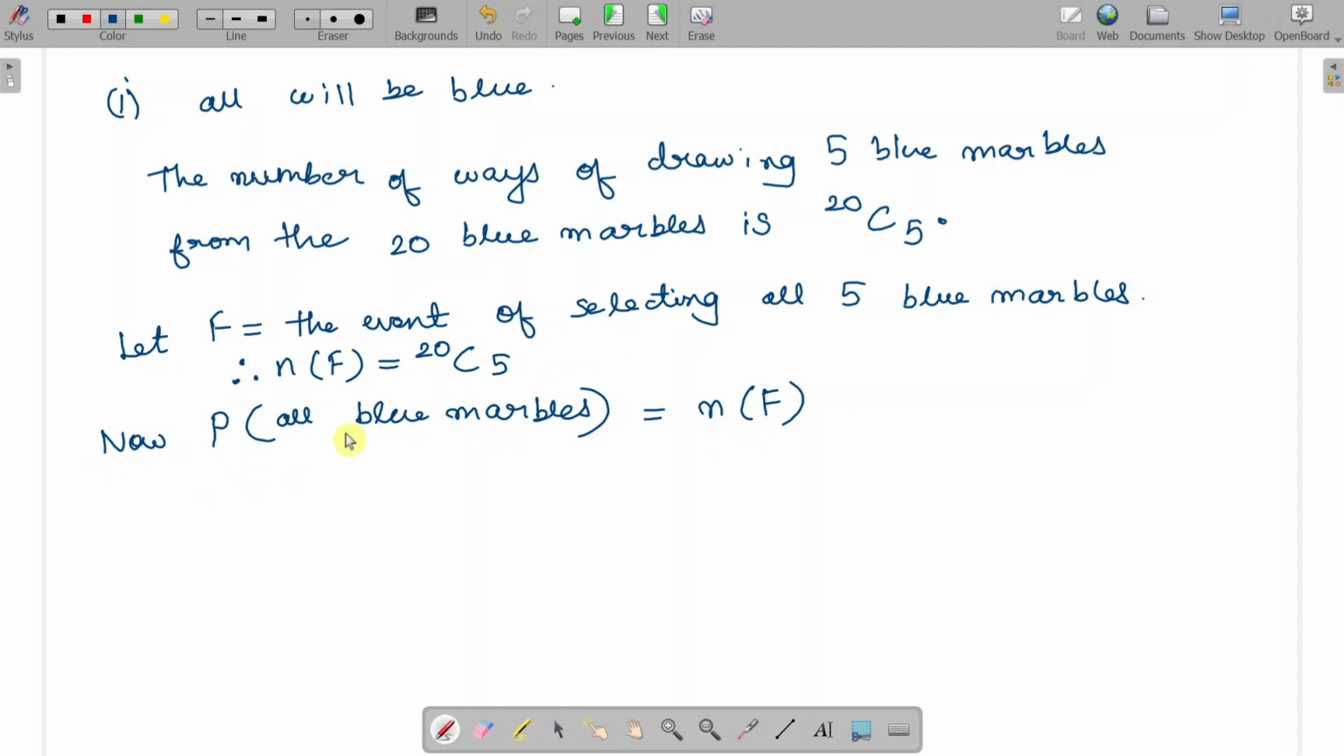Now the probability of selecting all blue marbles is nothing but the number of elements in set F divided by the number of elements in the set E. Okay, so this is equal to: number of elements in F is 20C5, and number of elements in set E is 60C5. Okay, so this is the answer. Now let us go to the second sub problem.